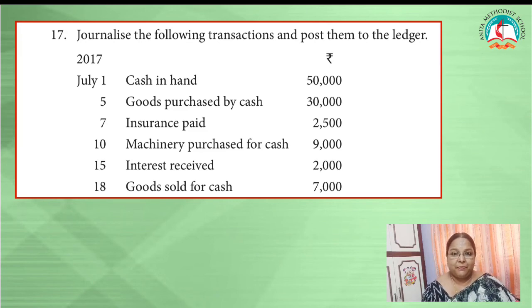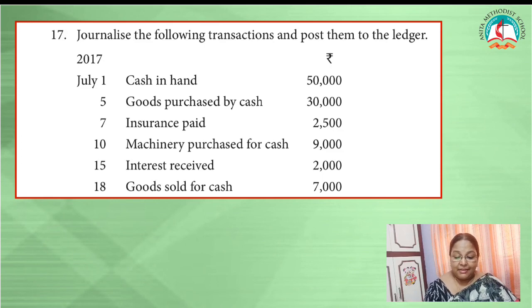Insurance paid. Income or expense? Debit or credit? Very good. So the entry is insurance account debtor to cash account. Machinery purchased for cash. When they specify what they have purchased, what you should not do? You should not take it as purchases. You have to take it as machinery. Machinery account debtor to cash account.